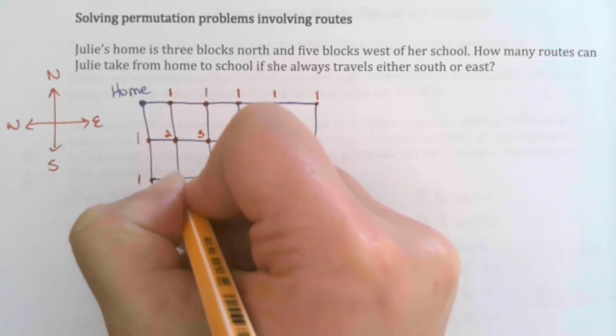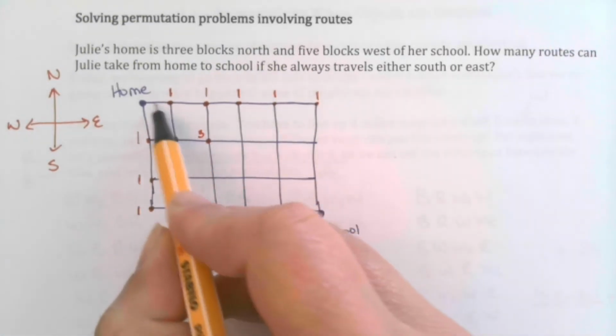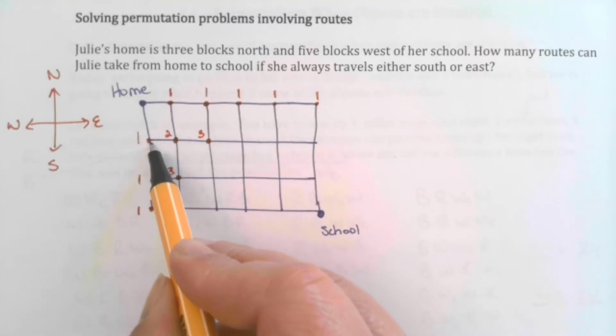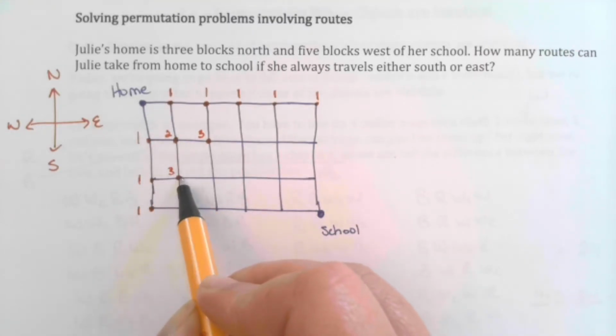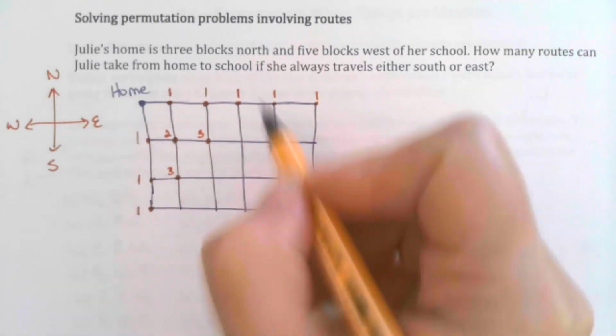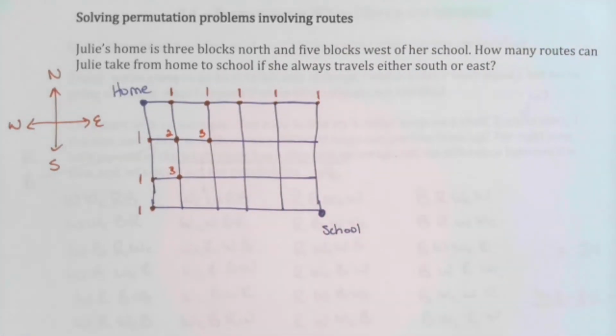If she wants to get right here, there's also going to be three ways. She could go east, then 2 blocks south. She could go 2 blocks south, then east. Or she could go 1 block south, 1 block east, 1 block south. There's a pattern here. You don't actually have to draw out all the paths for all the different ways of getting to these places. The pattern is if you take your corners and add them together, they're going to equal the diagonal part.